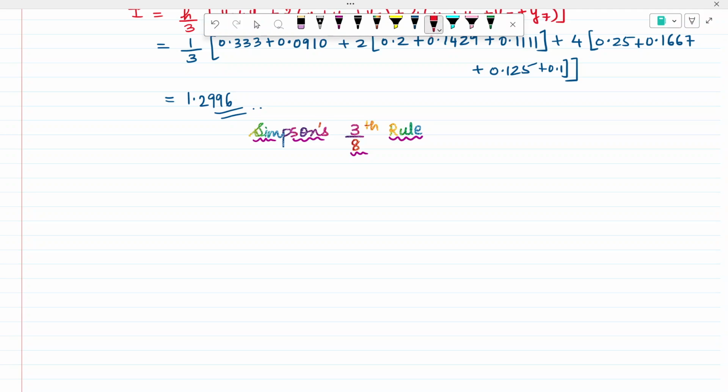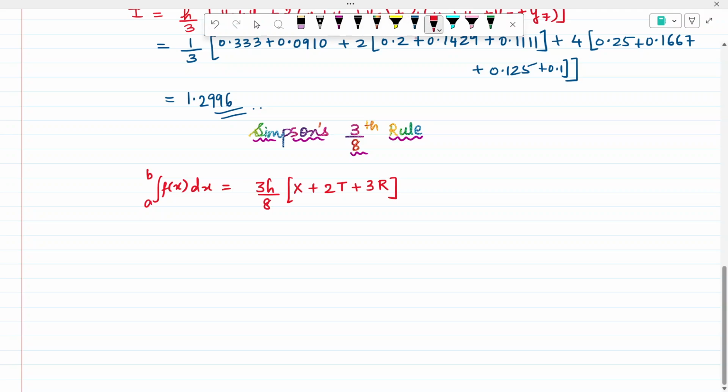Okay. So again, let's look at the formula. Your integral a to b f of x dx equals 3 times h over 8. Again, you will have extreme terms, 2 times the multiples of 3 and 3 times the remaining terms. This is your formula.